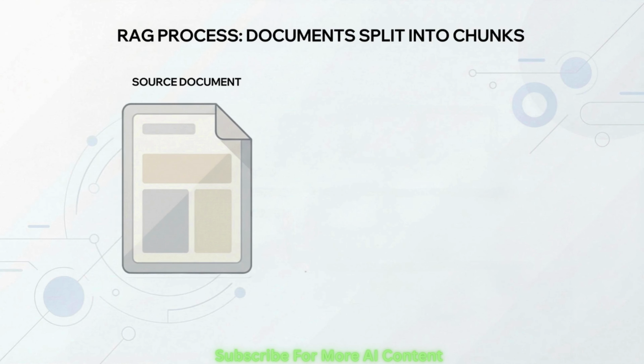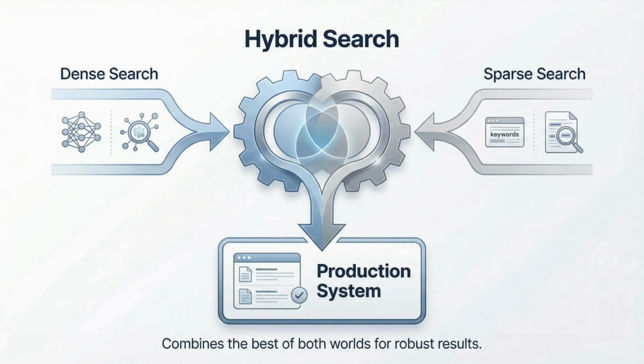In isolation, each approach has clear strengths and equally clear blind spots. In a production system, relying on only one of them is rarely sufficient. This is where hybrid search becomes relevant. Let's look at hybrid search. Hybrid search combines dense and sparse retrieval to improve recall. The goal here is not perfect ranking, it's ensuring the right information is at least present in the candidate set.